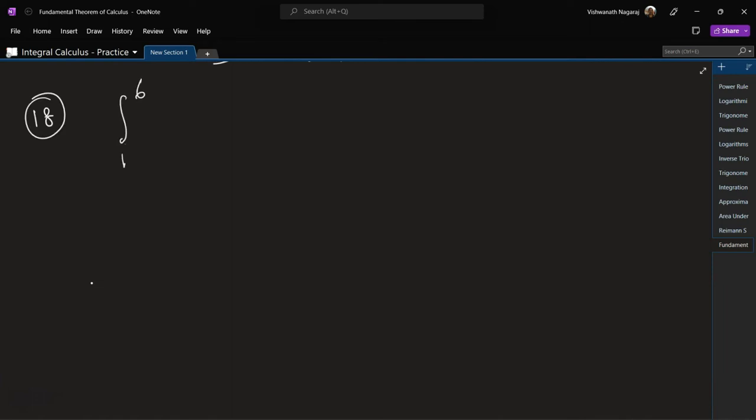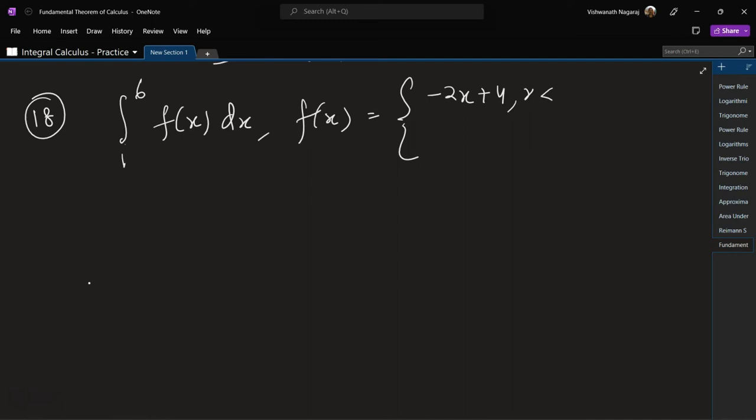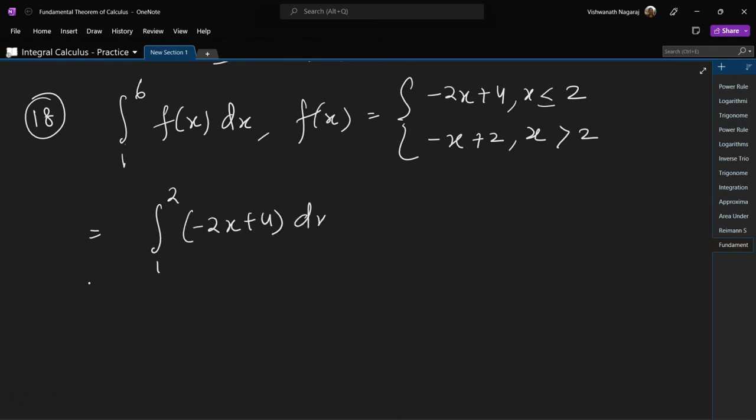Integral from 1 to 6 of f of x dx, where f of x is equal to minus 2x plus 4 when x is less than or equal to 2, and minus x plus 2 when x is greater than 2. So again we have to split the integral: 1 to 2 of minus 2x plus 4 dx plus integral from 2 to 6 of minus x plus 2 dx.